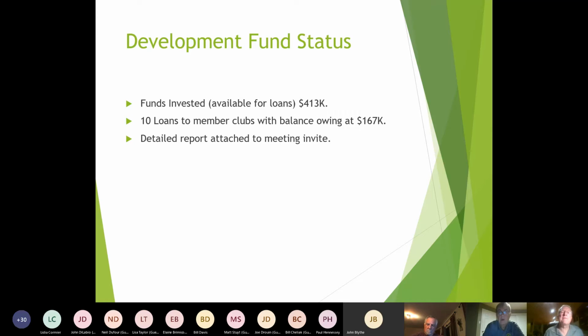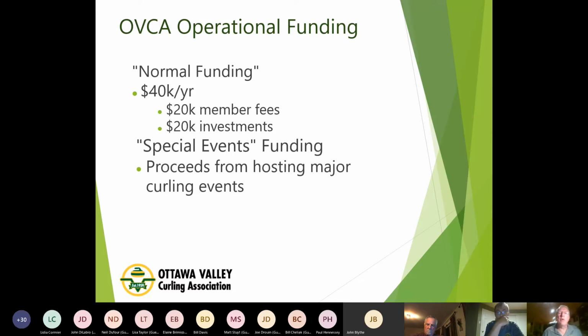That's it for the development fund. So, OVCA operational funding, and again, this is a bit of an educational type slide that I'll speak to. Our normal funding is about 40K a year, and we collect approximately 20K from member fees. So the $75 a sheet that we charge to be a member of the OVCA, you multiply that by the approximately 40 clubs, the number of sheets they have, and we generate a figure just under 20K in member fees.